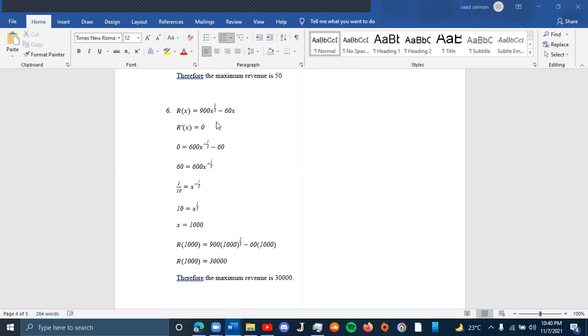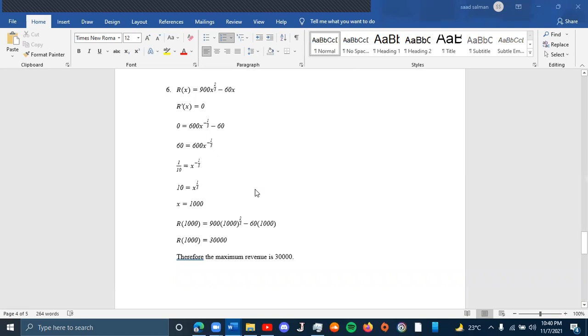So 0 = 600x^(−1/3) − 60, which will give us 60 = 600x^(−1/3), which would give us 1/10 = x^(−1/3). So 10 = x^(1/3), which would give us x = 1000.